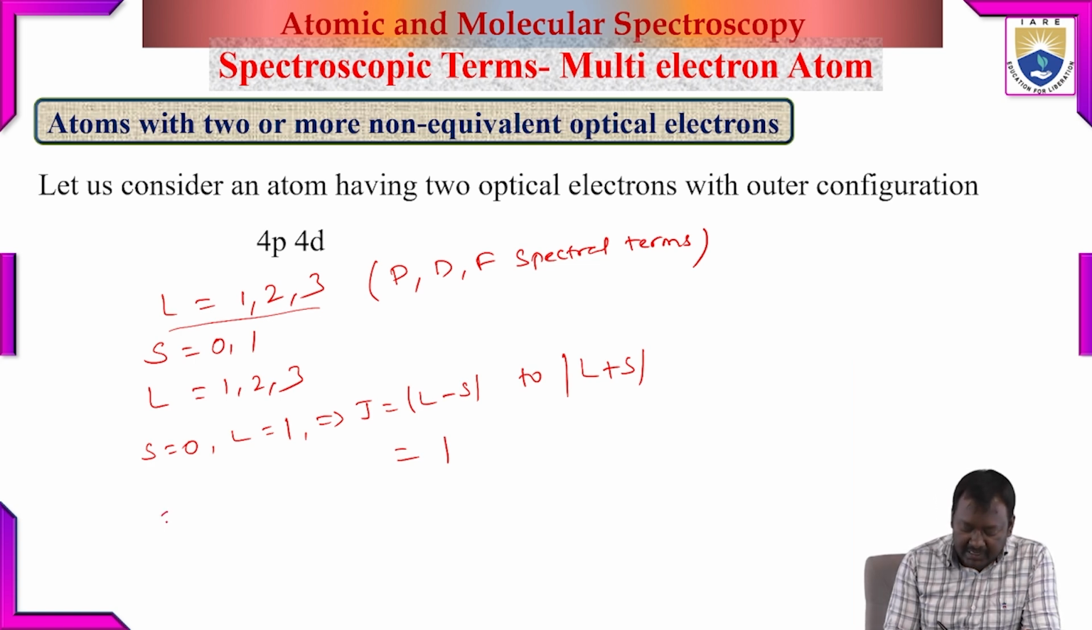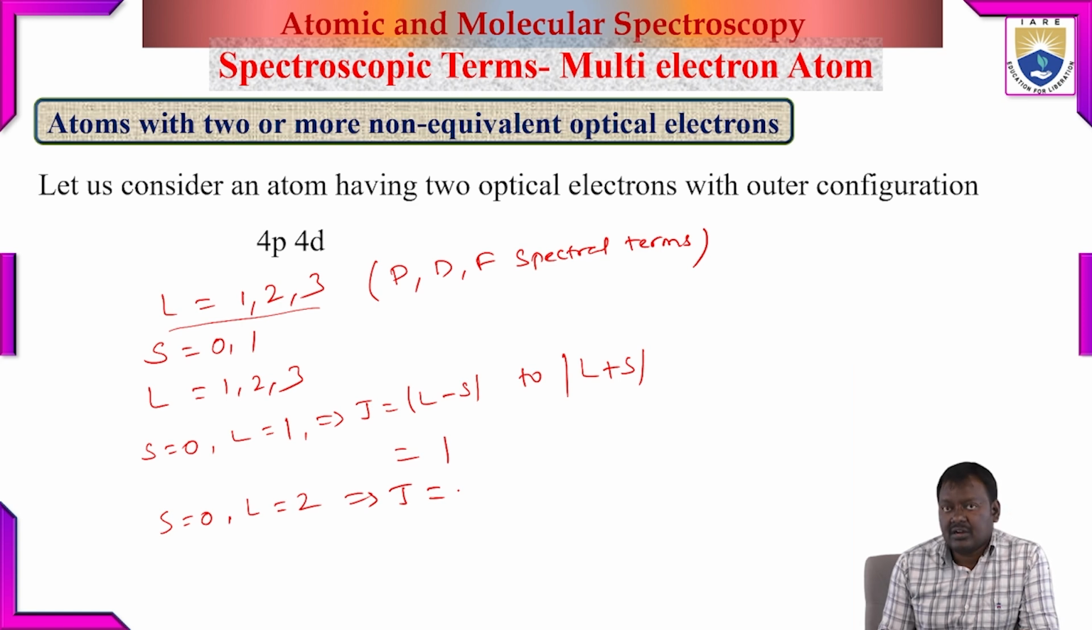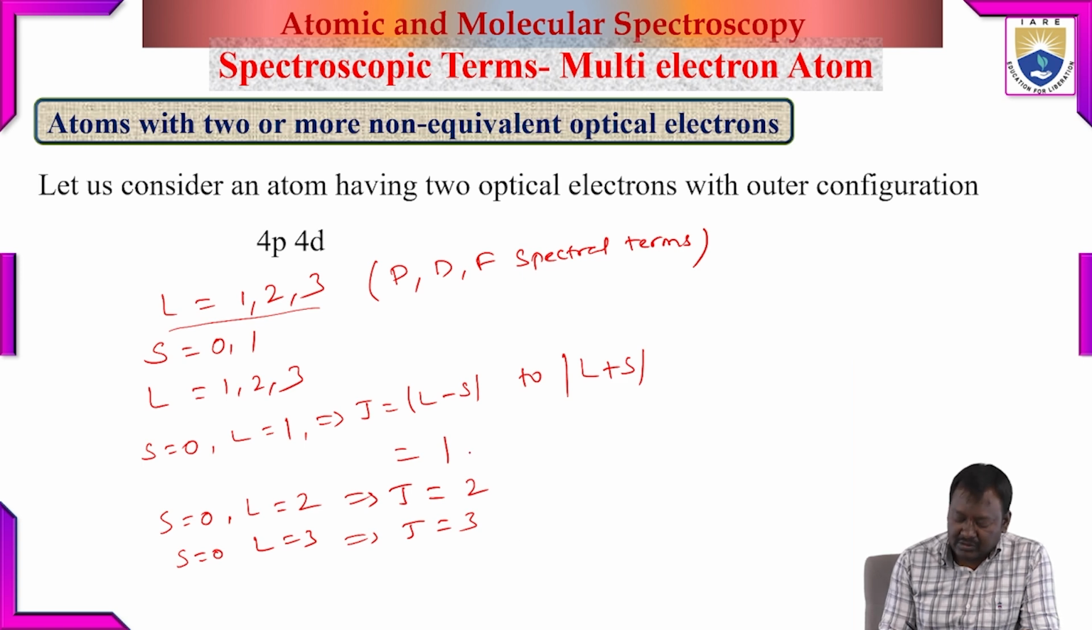Whenever S equal to 0 and L equal to 2, the J values are L plus S to L minus S, so here also we will get 2. When S equal to 0 and L equal to 3, J has only one value, 3. So we are getting J values 1, 2, 3.